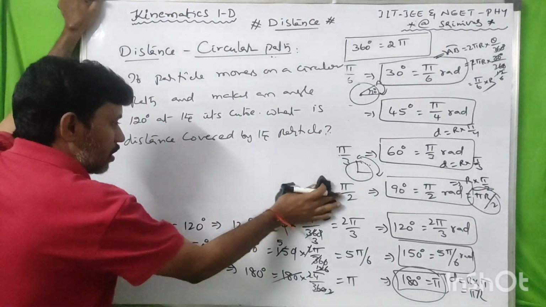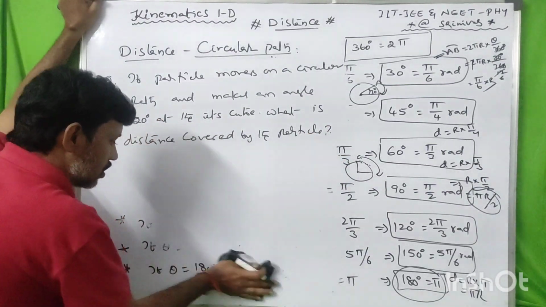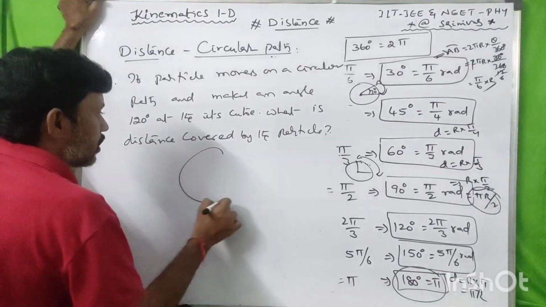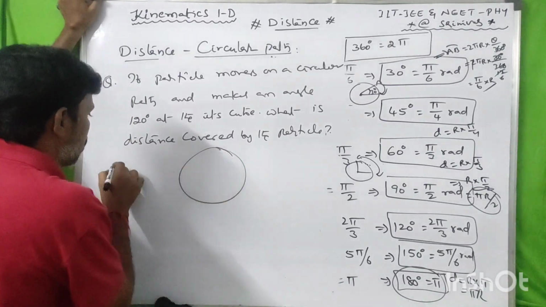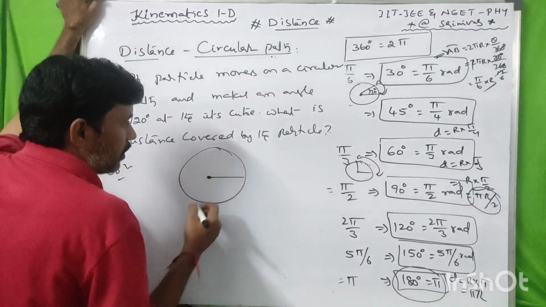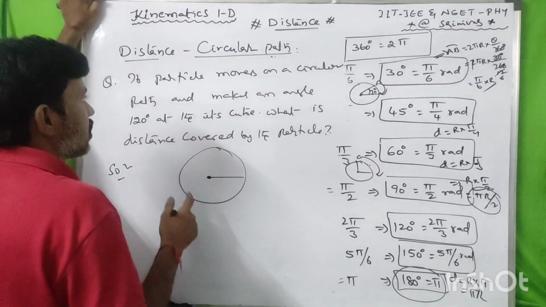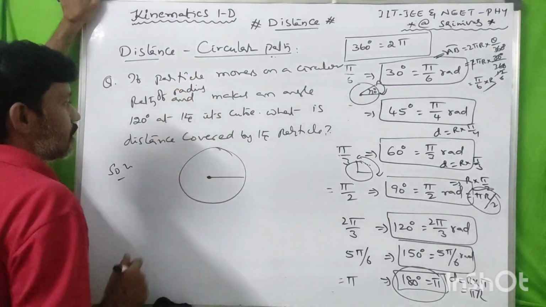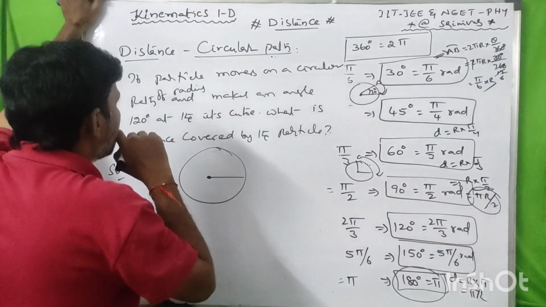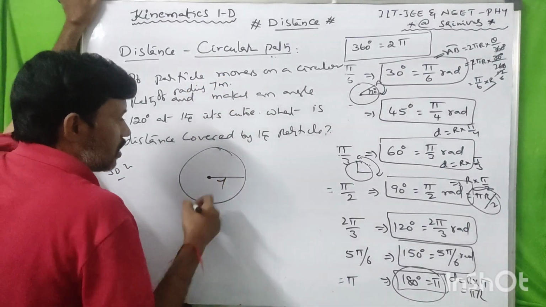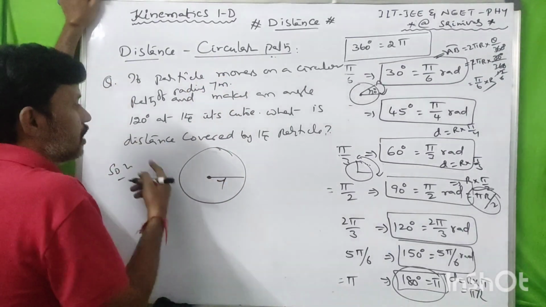Okay, simple. The particle moves in a circular path. The radius should be given: the particle moves on a circular path of radius 7 meters, I am giving. So 7 meters, and makes an angle of 120 degrees.